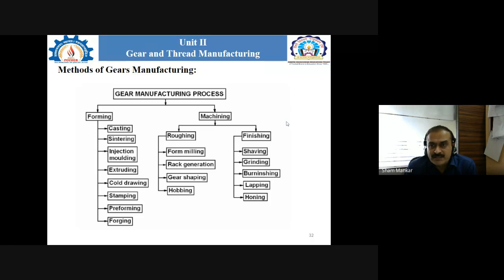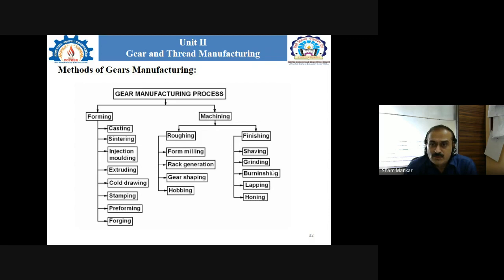Apart from that, when we consider the gear finishing process, gear shaving is there, gear grinding is there, gear burnishing is there, gear lapping is there, and gear honing is there. These are the five different types of processes related to gear finishing. Taking into consideration the contents mentioned in the syllabus, we need to concentrate on those processes first.